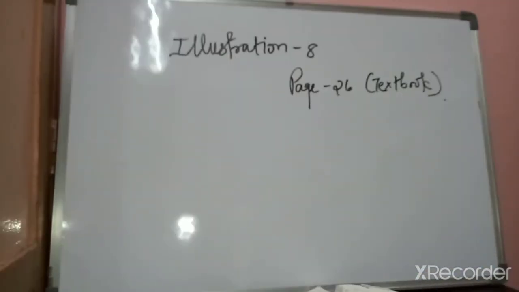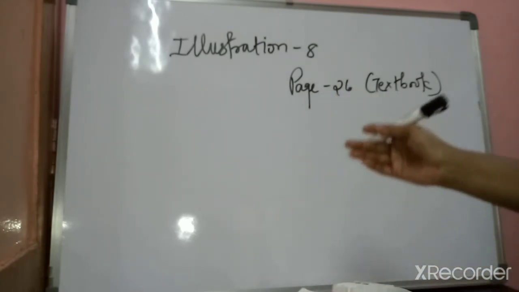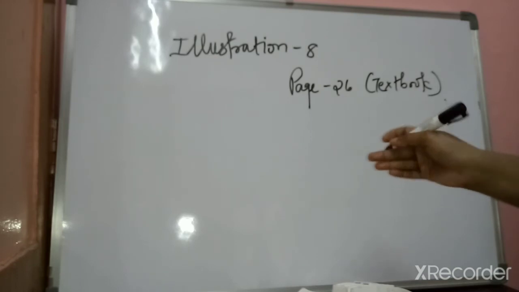Now let's come to page number 26 of your textbook, illustration number 8. We are going to solve this. The question says the frequency distribution of daily demand of rooms at an international hotel during 90 days is as under. Obtain the less than type and the more than type cumulative frequency distribution.